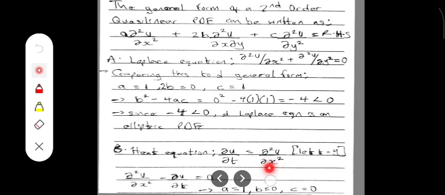Now the heat equation is given as del u over del t equals del square u over del s square. So in this place, we will treat this t, time, as our y variable. Now if we cross del u over del t to the other side.